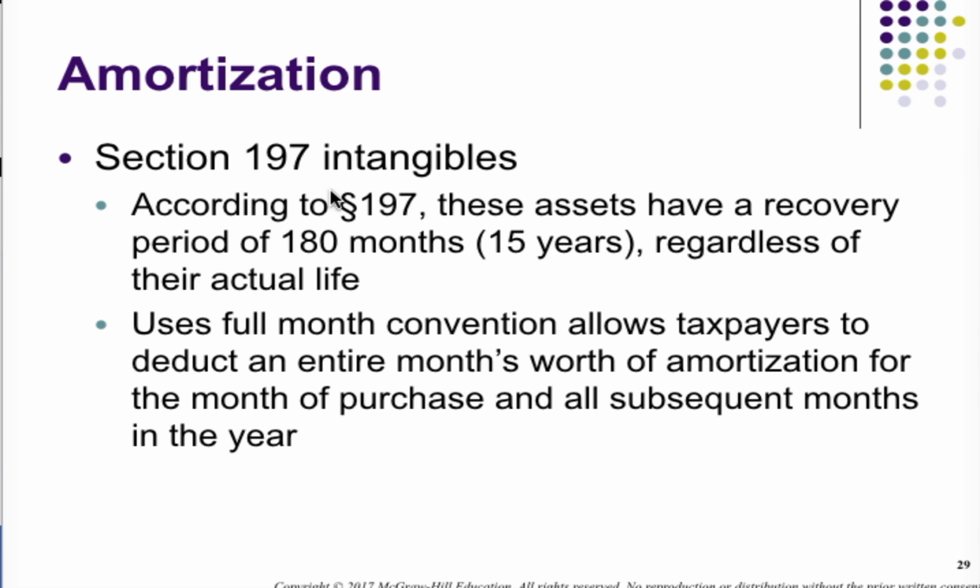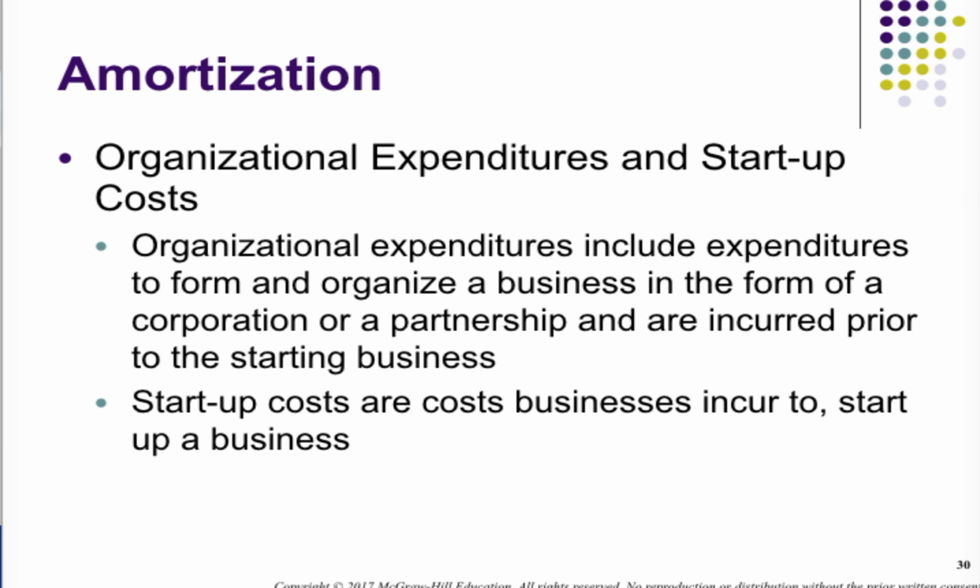So for 197 intangibles, you've got a 180-month or 15-year recovery period, regardless of what the actual life of that intangible asset is. For these types of assets, we use the full month convention, where you basically, regardless of what time or what day of the month this amortization begins, you are allowed a full month's worth of amortization for that and all subsequent months leading up to that 180-month time period.